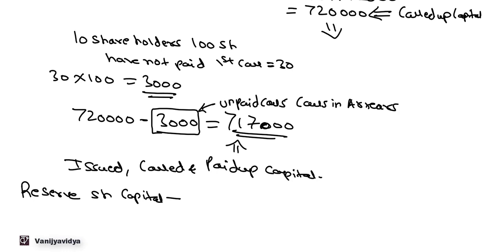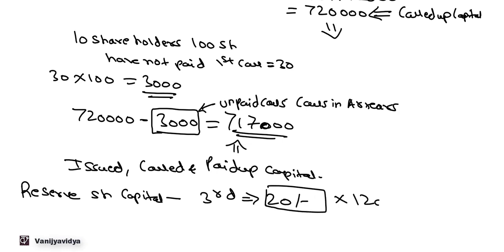Now in our example, say we have the third call here. Now the third call is of 20 rupees. Now say a resolution has been passed that this third call will be called only during the winding up of the company. So this 20 rupees per share into the number of shares, 12,000, so 2,40,000 will be your reserve capital.